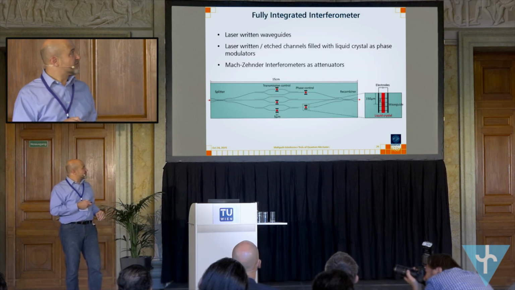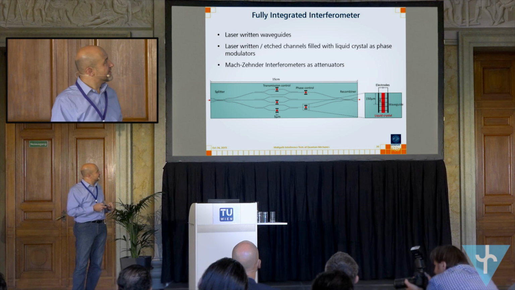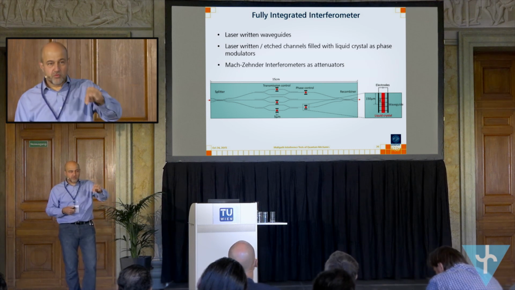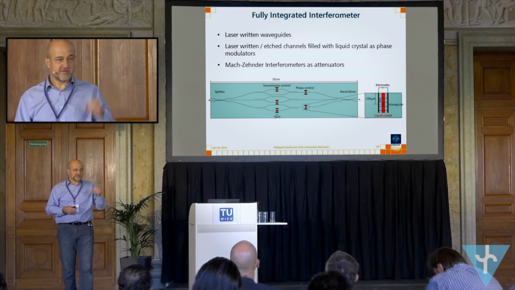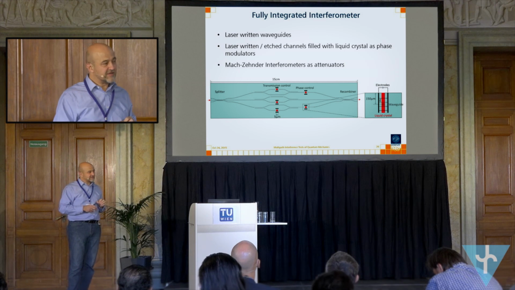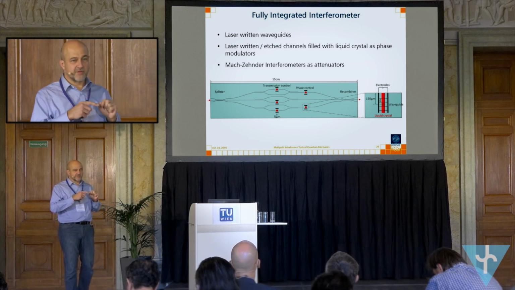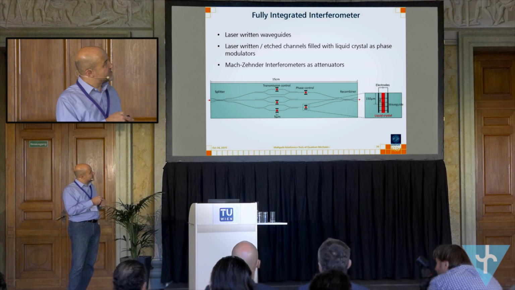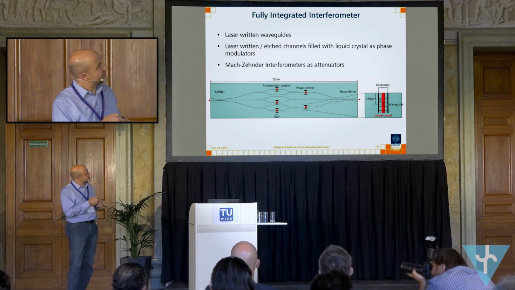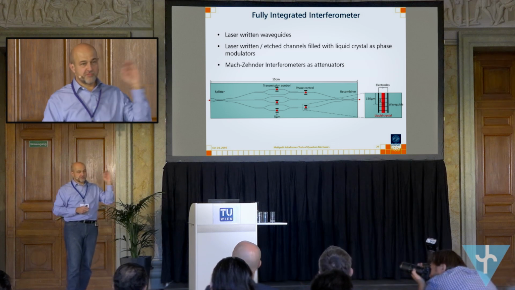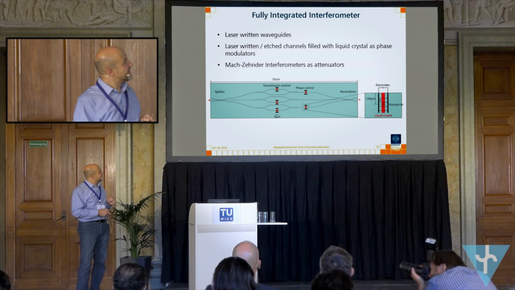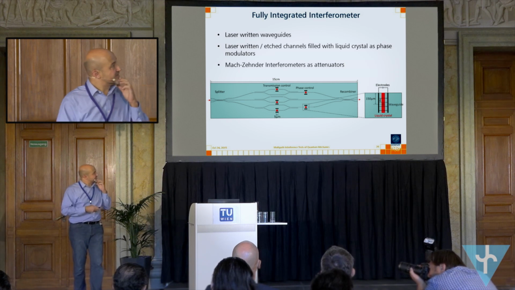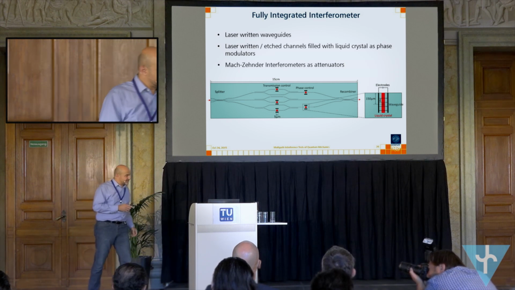And right now they're working on something else. It turns out they can actually write little holes into the glass too with the laser. They write and then they etch, and now they're backfilling these holes with liquid crystals, and so hopefully we'll have an interferometer where we can actually control the phase with the liquid crystal modulator, and also control the throughput, so the attenuation, with a little Mach-Zehnder as a modulator. All right, and that's it.